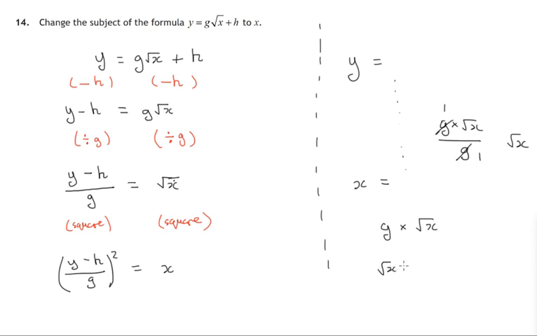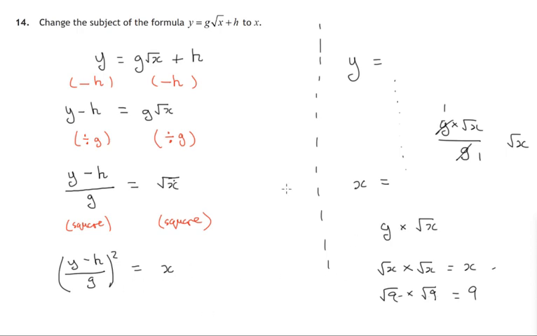Another way of thinking about it, the square root of x times square root of x equals x. It's like the square root of 9, which is 3, times the square root of 9, which is 3. 3 times 3, that gives you 9, and the square root sign has disappeared. So if we square root x, we get x.